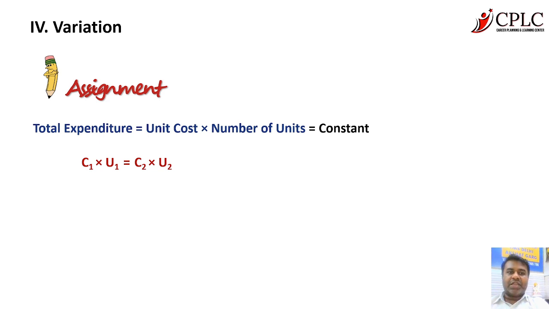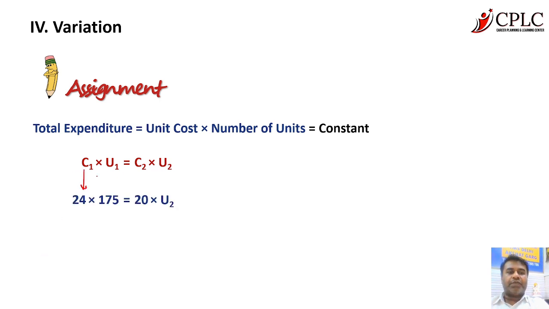So we can simply write the unit cost is suppose C1 and the units are U1 is equal to C2 into U2. Why these two are equal? Because the expenditure is constant. Had the expenditure been different, then this might not have been equal. Okay. Now, we'll feed the values.